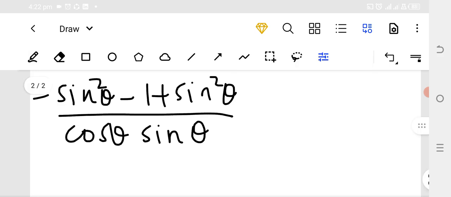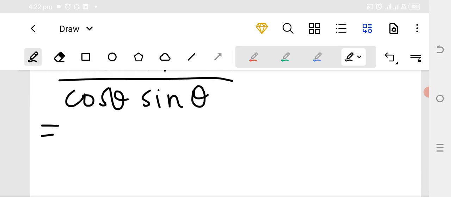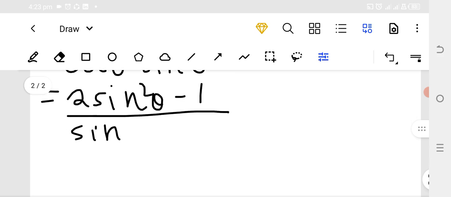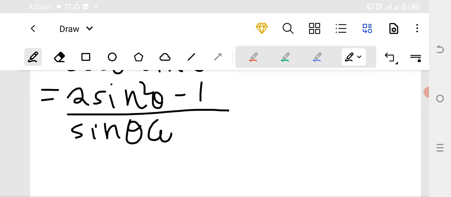That's what I wrote, right? Then I said it will be equal to 2 sine theta squared, when we add like terms together, minus 1, then we divide by cos theta sine theta. Multiplication is commutative, so it means cos theta times sine theta is the same as writing sine theta cos theta. So that's what we have, sine theta cos theta. And as you can see, this is the same as the left-hand side.